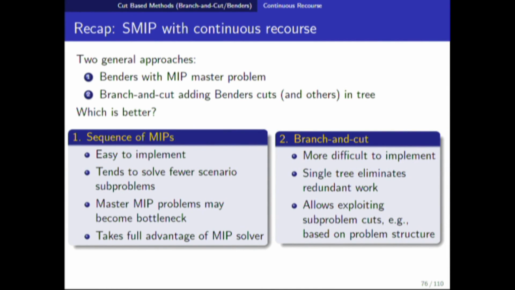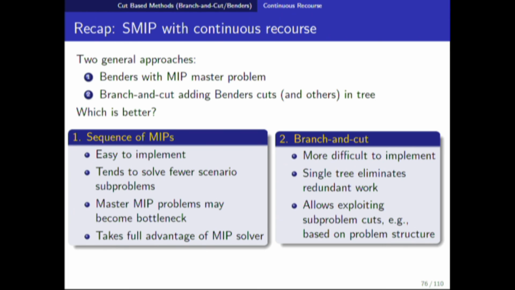Okay, so I'm going to wrap up this part, this integer programming with continuous recourse. So remember, the first thing we did was a very simple thing of just solving the sequence of integer programming master problems. The other one was quite a bit more complicated, this branch and cut method where we added these Benders cuts and possibly other cuts as part of the tree. Okay. So which one should you use? Okay, so what are the pros and cons of these?